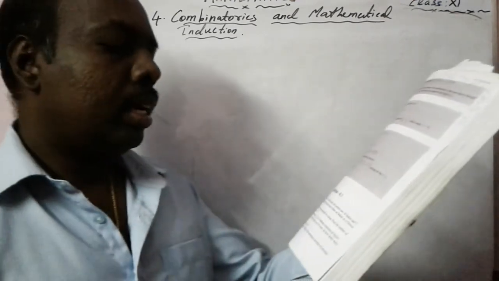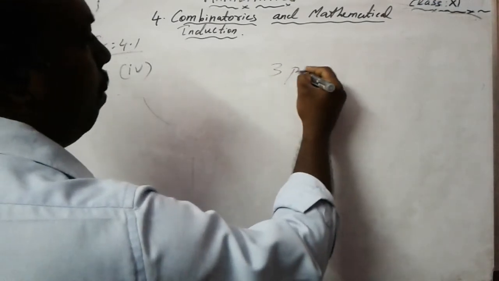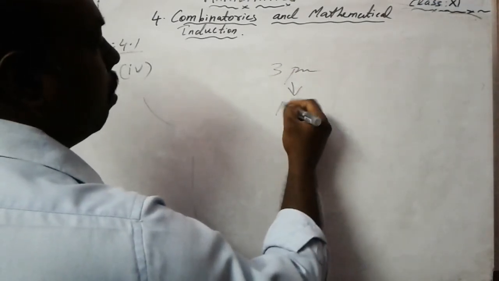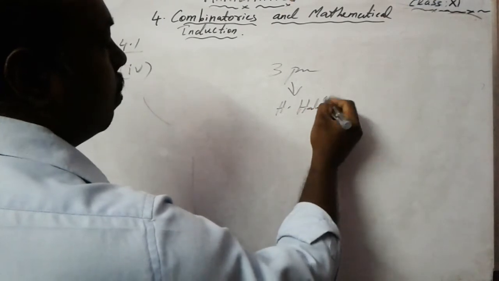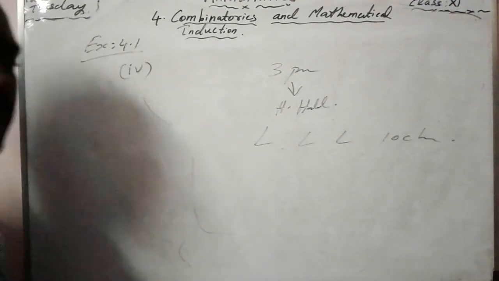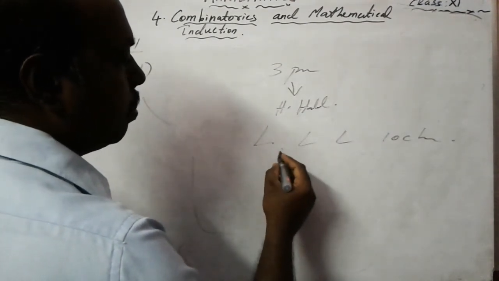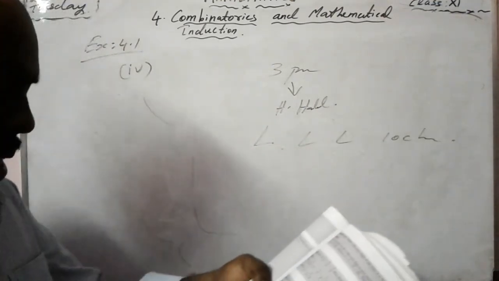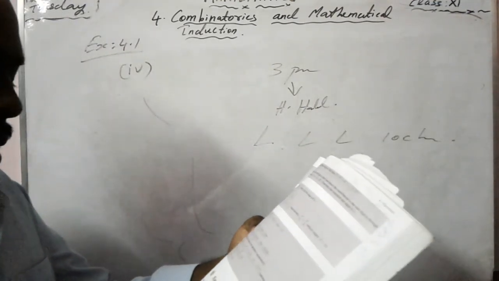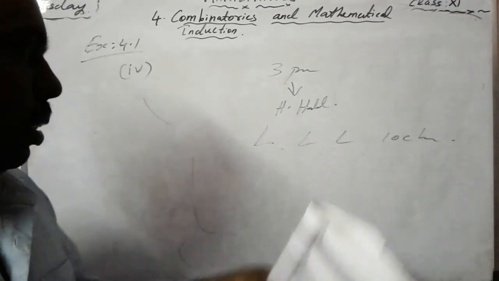Three persons enter a conference hall in which there are 10 seats. In how many ways can they take their seats? Three persons enter a conference hall. There are 10 chairs. So in how many ways can they be seated? What they asked: 3 persons enter a conference hall in which there are 10 seats. In how many ways can they take their seats?